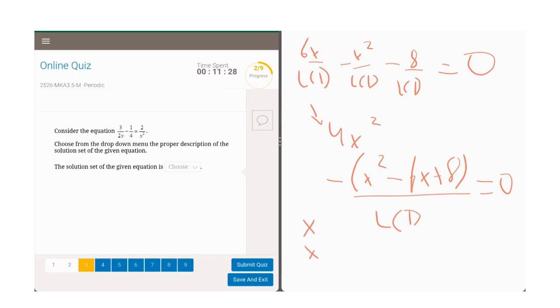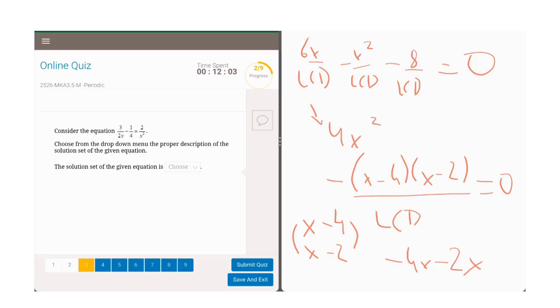X and x. Then 8 will become 4 and 2. 4x and 2x to become negative 6x. 2 negatives. So negative with the 4, negative with the 2. X and x multiply, you get x squared, and negative 4, negative 2. It'll become positive 8. So you can rewrite this as x minus 4 into x minus 2 equals 0.